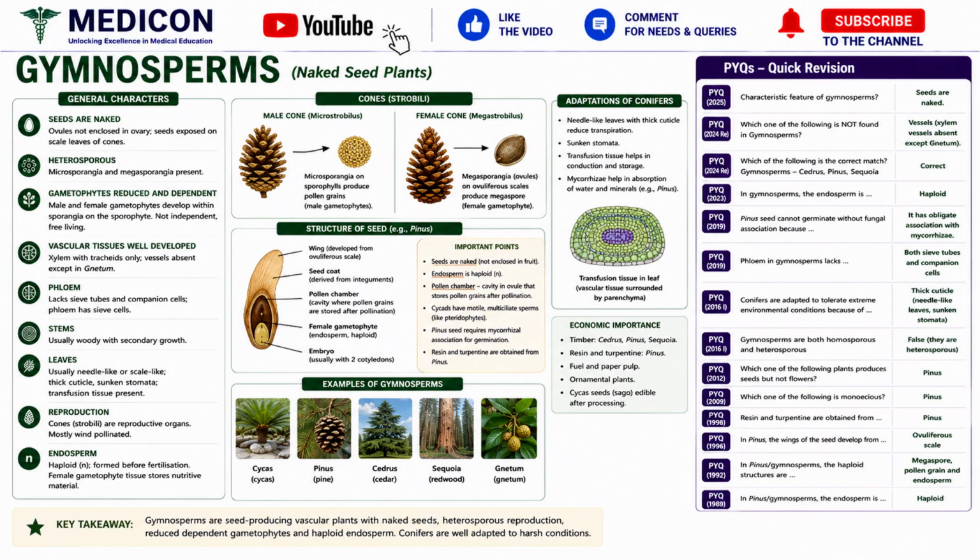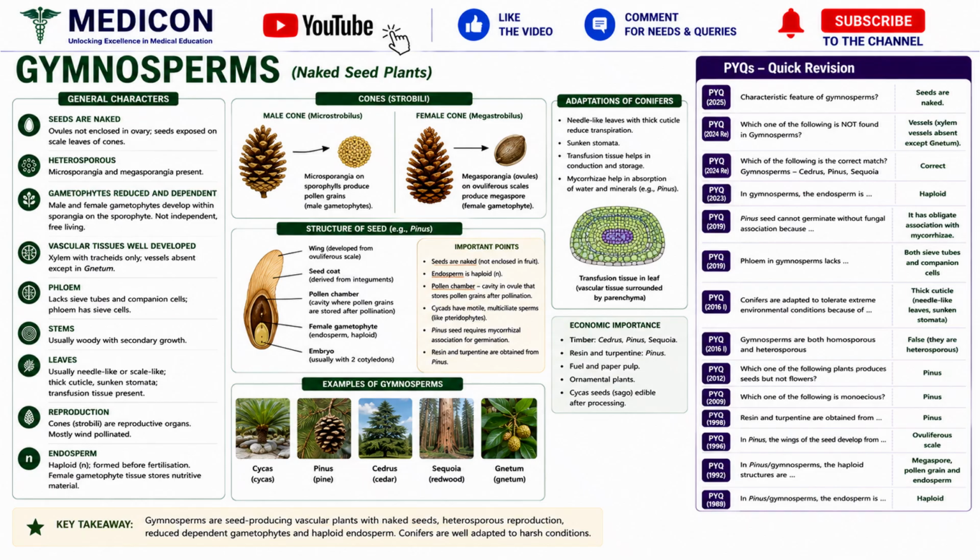Important points: seeds are naked, not enclosed in fruit. Endosperm is haploid. The pollen chamber is a cavity in the ovule that stores pollen grains after pollination. Cycads have motile multiciliate sperms like pteridophytes. Pinus seed requires mycorrhizal association for germination. Resin and turpentine are obtained from Pinus. That is economic importance you can see here.